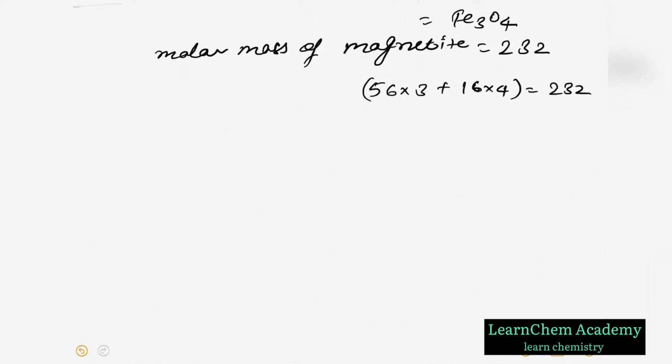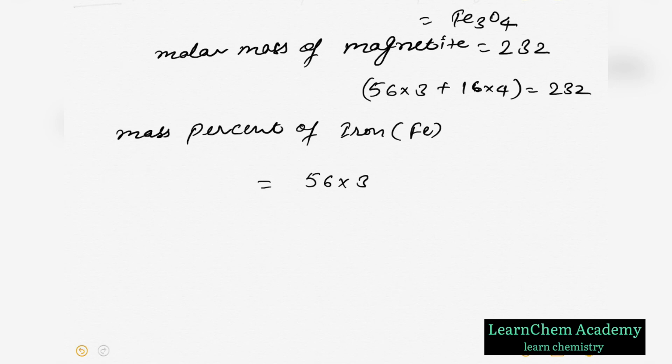Now next, the mass percent of iron will be the total mass of iron, 56 into 3, divided by the molar mass of the compound, magnetite, 232, into 100. So we get 72.41% mass of iron present.